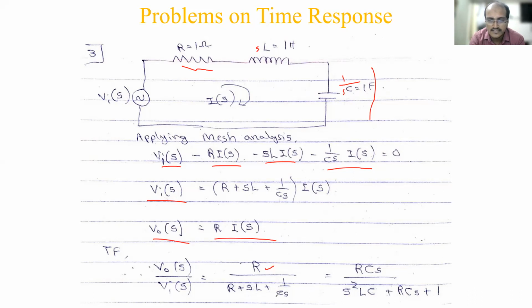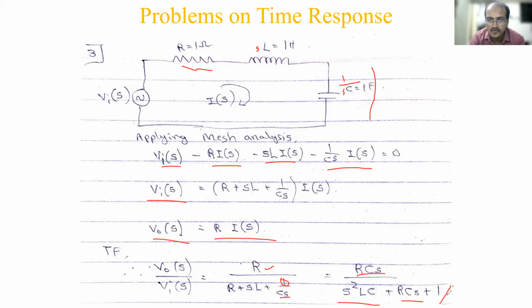Then you take the LCM: CS comes in the numerator and multiplies with R, giving RCS. In the denominator the SL term gives the S square term, which is why I have written the S square term first, into LC. Then you have the RCS term, the S coefficient, and then the constant term is 1. So this is the standard transfer function.